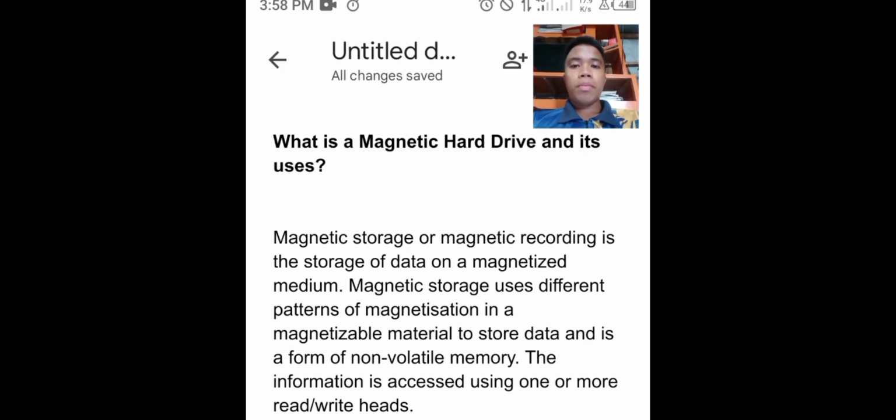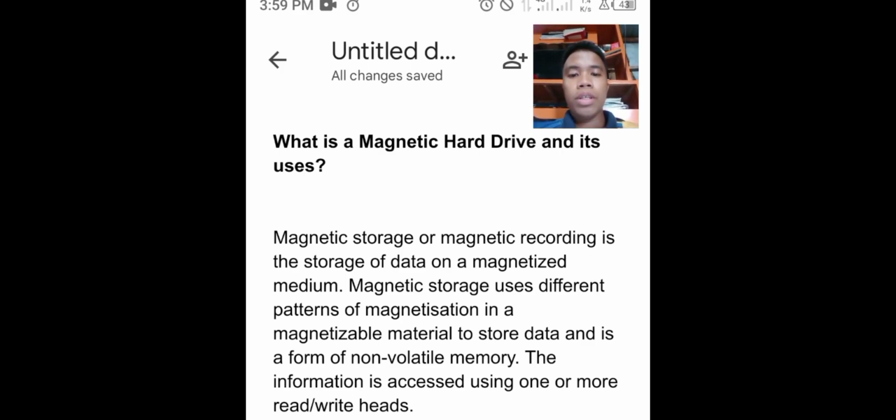Good afternoon, ma'am. So here's my report about what is a magnetic hard drive and its uses. Magnetic storage or magnetic recording is the storage of data on a magnetized medium. Magnetic storage uses different patterns of magnetization in a magnetizable material to store data and is a form of non-volatile memory. The information is accessed using one or more read-write heads.